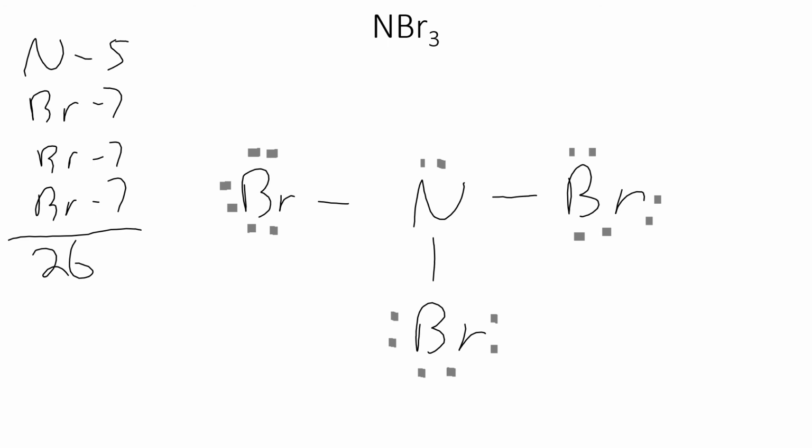So we said the formal electrons match the valence electrons. That means this bromine would have a formal charge of 0. Bromine on the bottom would have a formal charge of 0. Bromine on the right would have a formal charge of 0. And the nitrogen would have a formal charge of 0 as well.